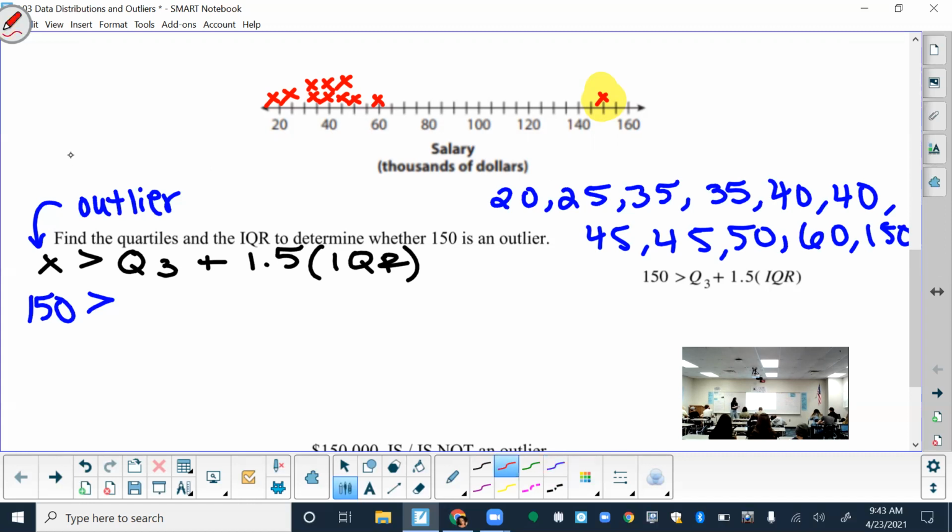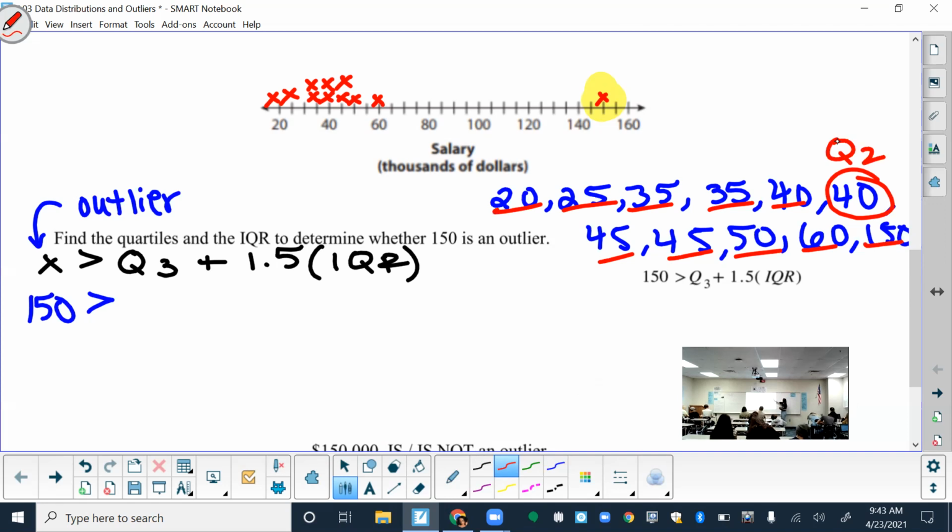Now, can I just figure out what my Q3 is right away, or what do I need to find first? The median of the entire thing, my Q2. So do your underlining on each side until you get a middle number or a middle two numbers. Because we have an odd number of data points today, which we haven't done together before, you should only have one number in the middle. So my median of the entire data set is 40. I'll label that as my Q2.